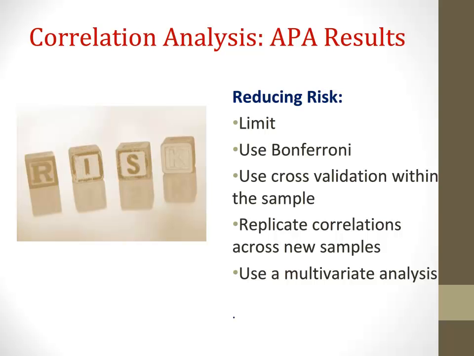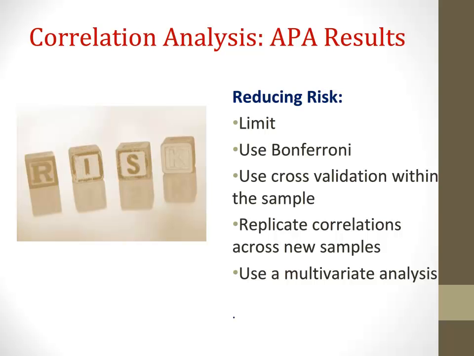So Warner suggests several ways that you can reduce this risk of inflated type 1 error. For example, she suggests that you report significance tests for a limited number of correlations. Your theoretical framework should drive the questions that you're asking and the hypothesis you are testing.